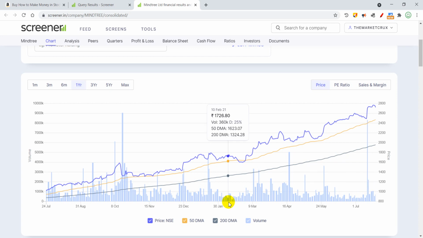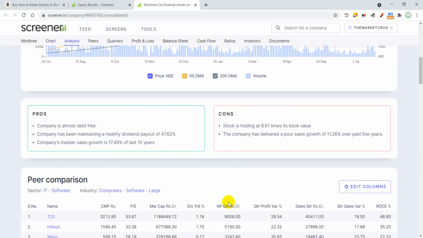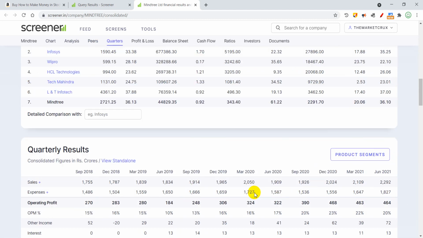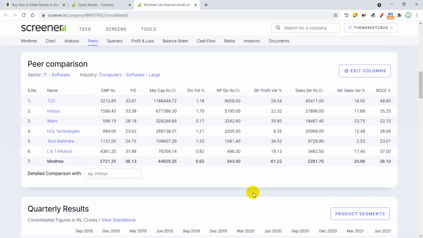So this much technical analysis is only needed. Let's keep all the things very simple. And then you can check all sorts of pros and cons. You can do the peer comparison over here. I'm not going into the details of all these things. These are the checks which you should be doing in hindsight. So you should be checking all these parameters before you enter into a stock.